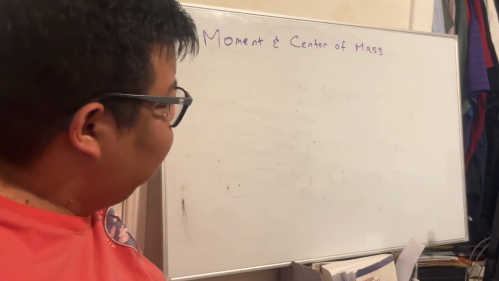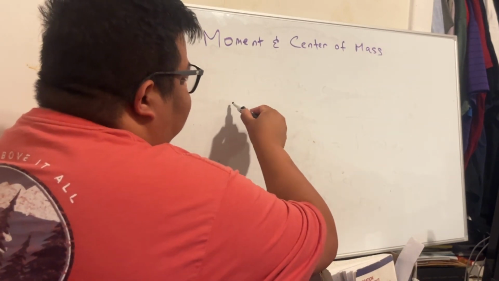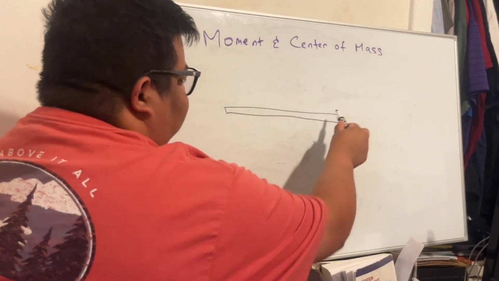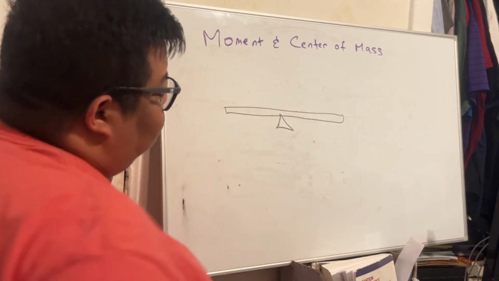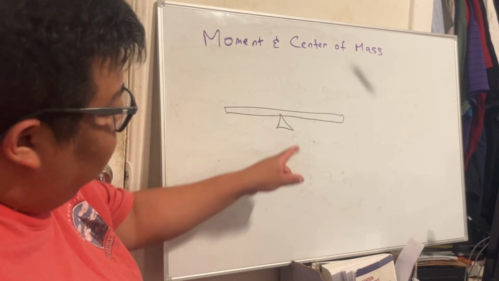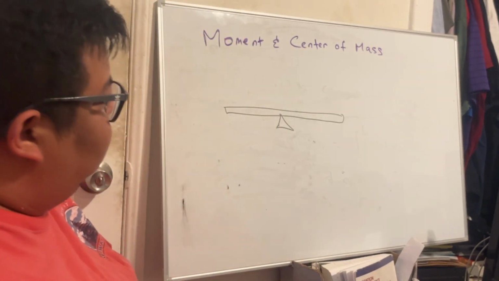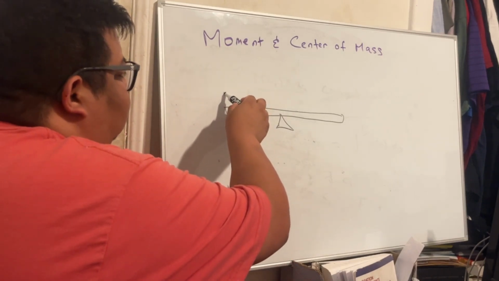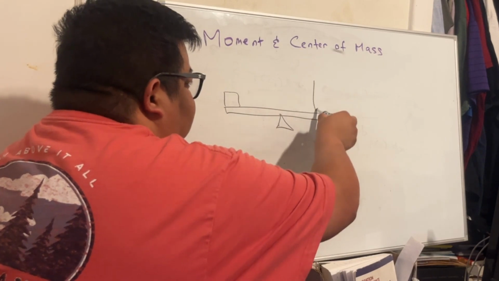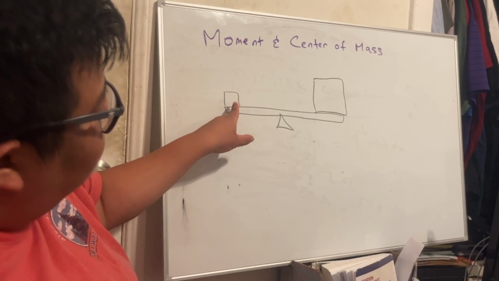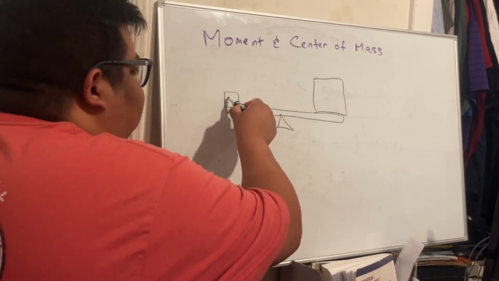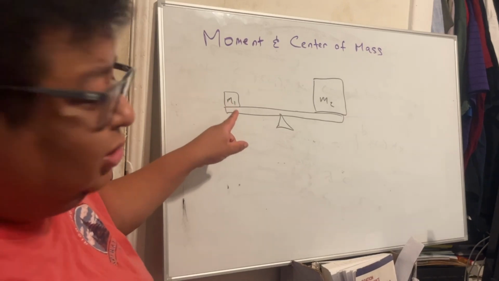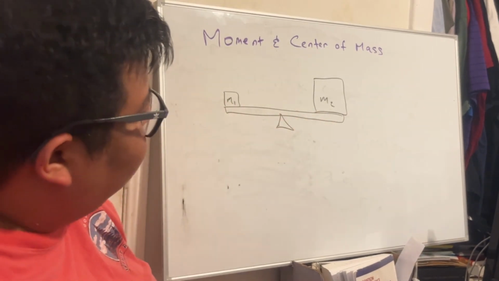In physics, there exists a problem where you have a seesaw. You have a piece of wood, and in the middle you have a fulcrum, and then here you may have a small box and a big box. Let's call the mass of the small box M1 and the mass of the big box M2.